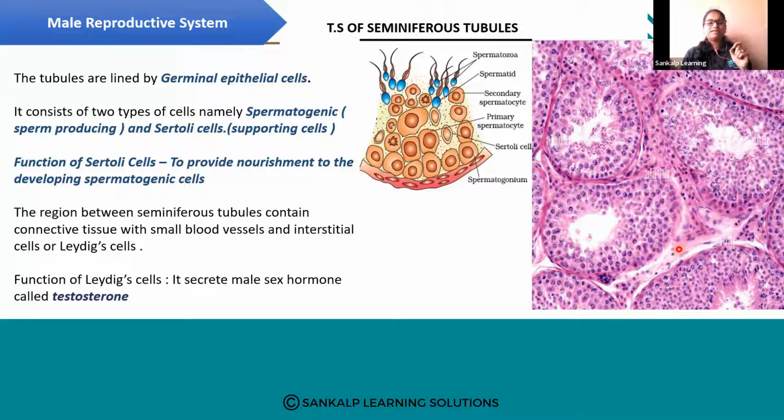These are called Leydig cells. Otherwise, these are also called interstitial cells, because these are found between the seminiferous tubules.